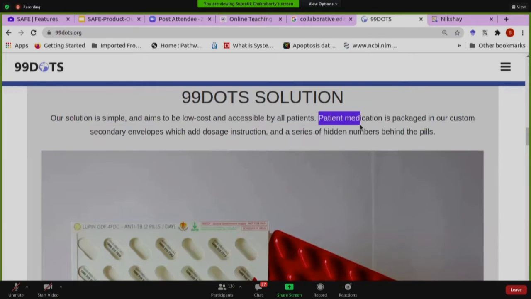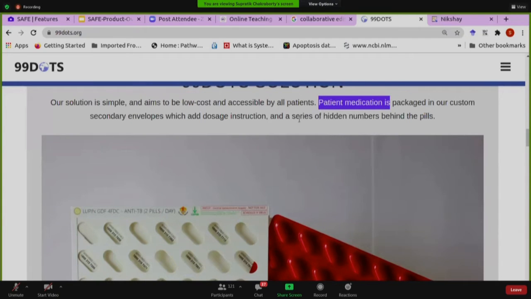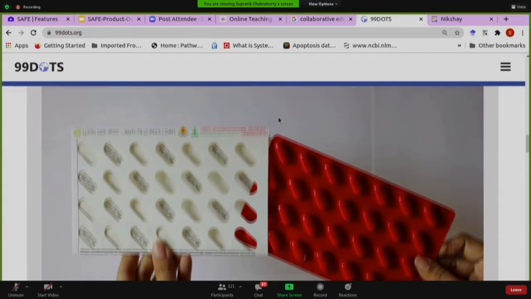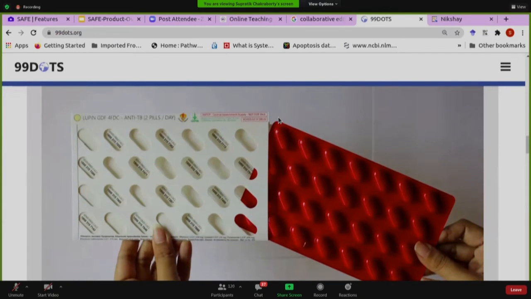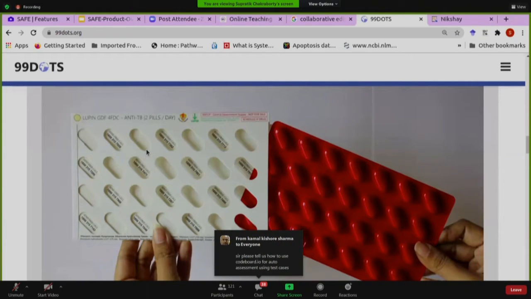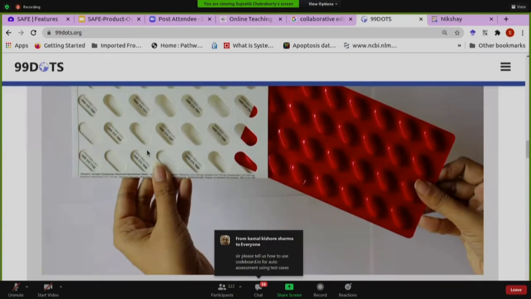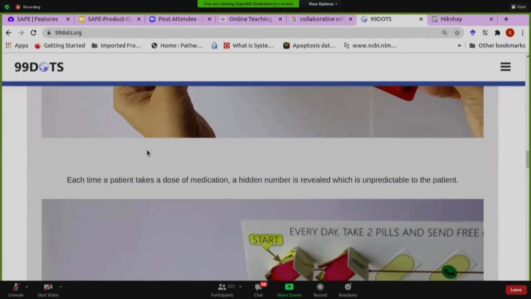In this case, the patient medication was packaged in custom secondary envelopes, which add dosage instruction and a series of hidden numbers. So I'll just show you what it means, right? So this is the medication. This red thing is the actual tablets, and this was actually put inside this white thing that you see here, which is a kind of additional envelope, and this medicine is put inside this additional envelope and then given to the patients.